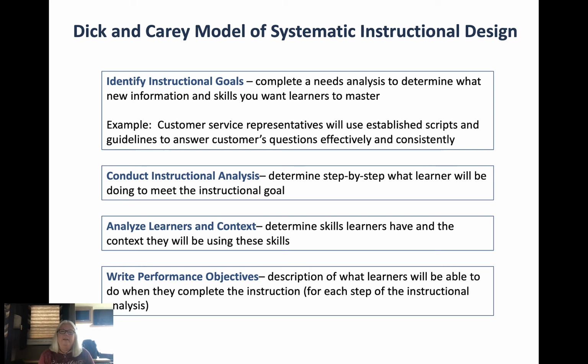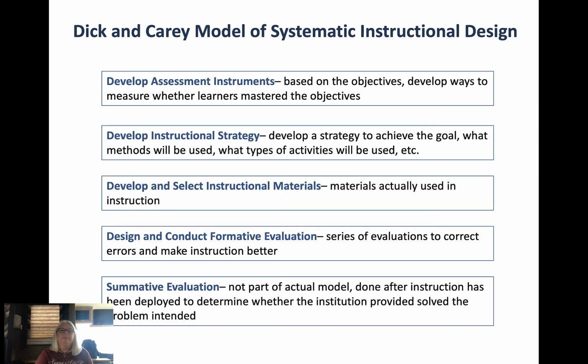Then we need to analyze the learners and determine who our learners are. What are their demographics? What's their education? What's their job experience? What are their attitudes and beliefs coming into the training? We also analyze the context where we're going to do the training and the context where the learner will be performing whatever skill we're teaching them. Then we write performance objectives, or a description of what learners will do after they complete the instruction.